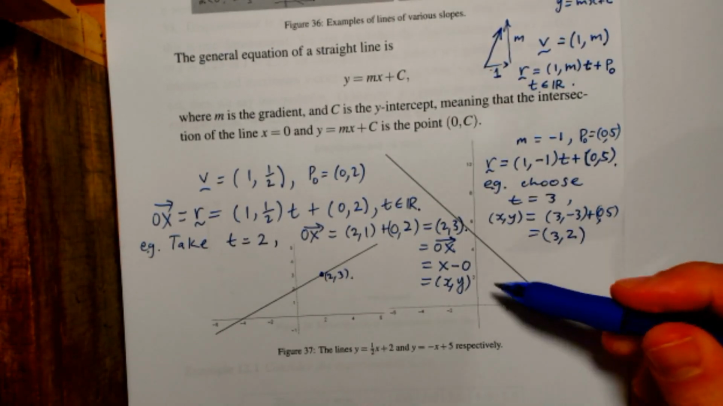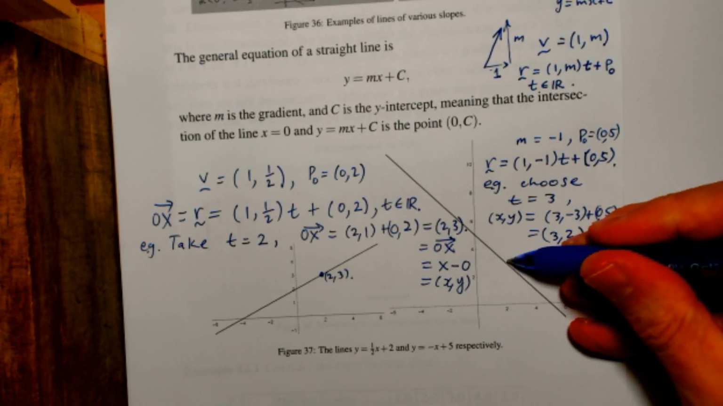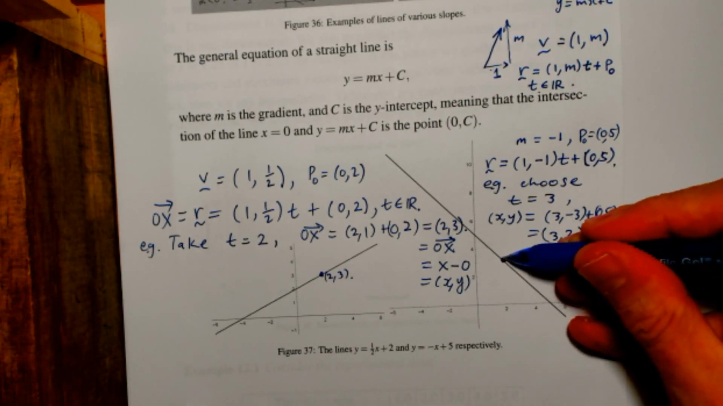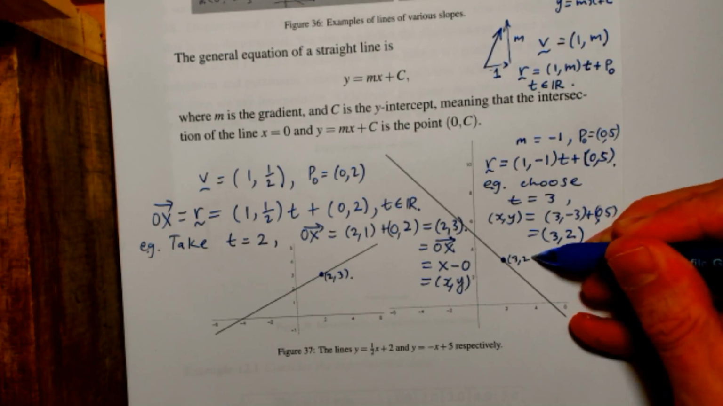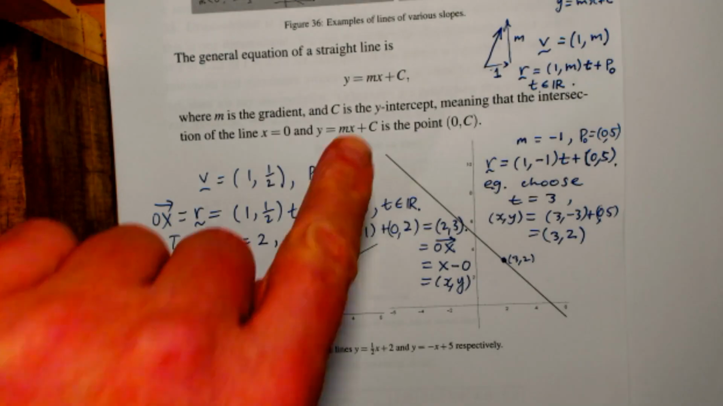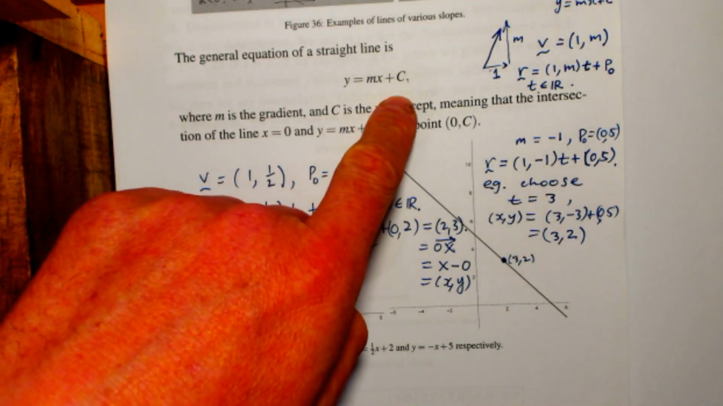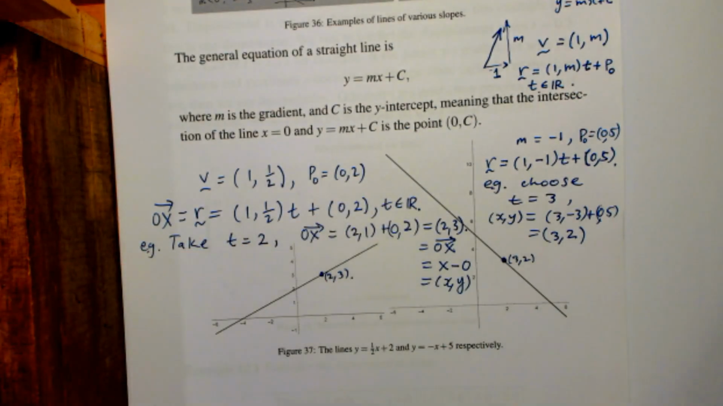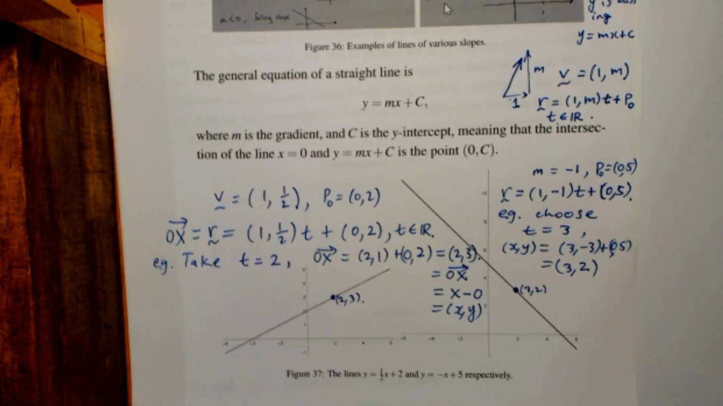Okay, is that on this? So yes, it's right here. So you see that works nicely. So this is what we call the scalar equation of the line, and what I've just shown you are the vector equations of those respective lines.